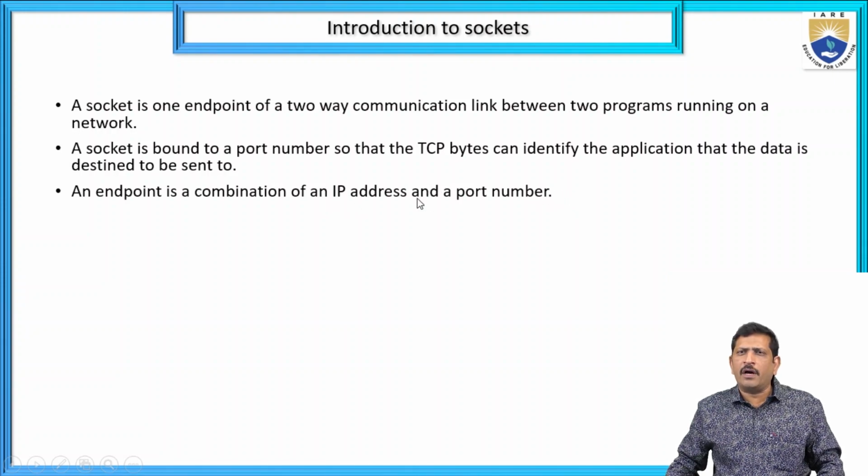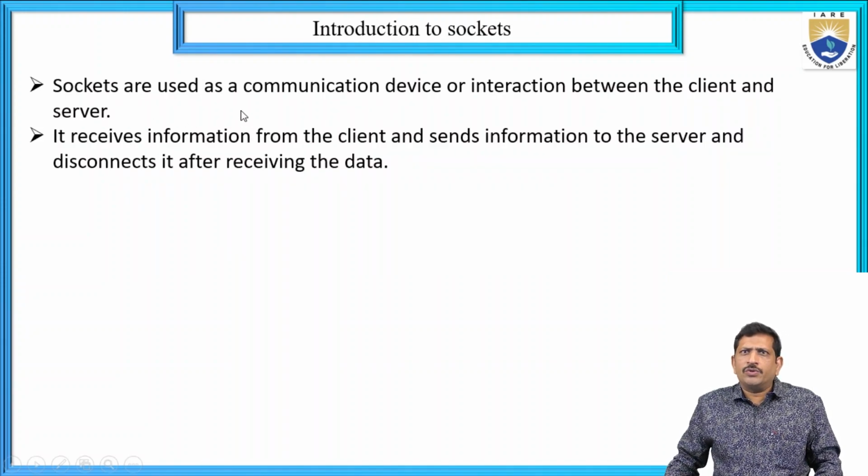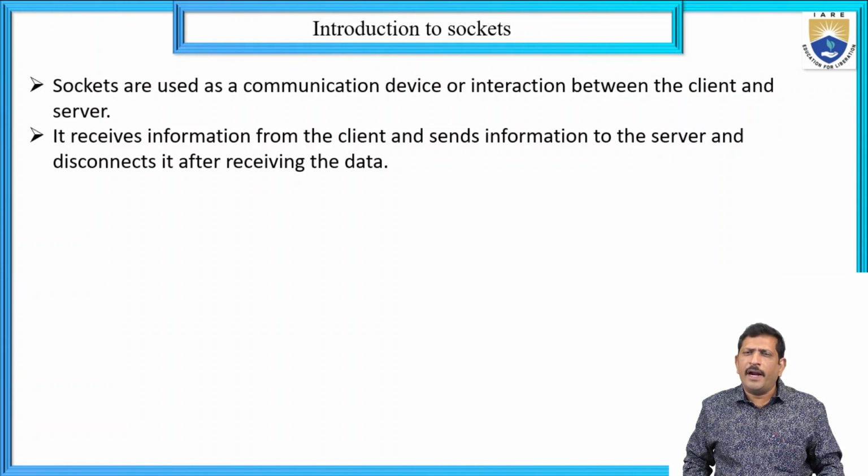With this combination of IP address and port number, effective communication can be established from client to server and server to client. Here, sockets are used as a communication device or interaction between the client and the server, which receives the information from the client and sends the information to the server. After establishing the communication between client and server, it disconnects after receiving the data.